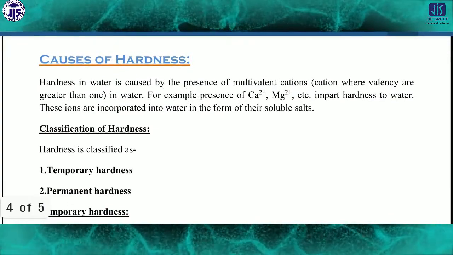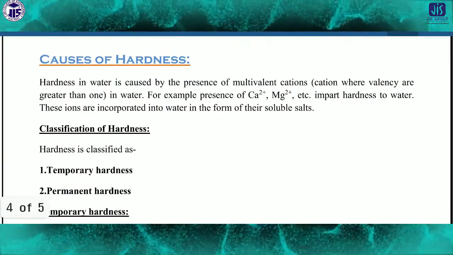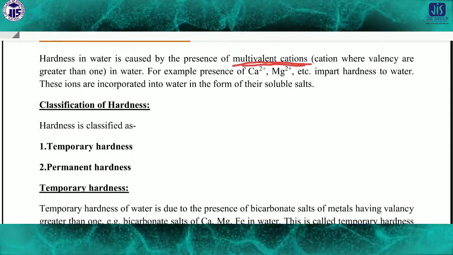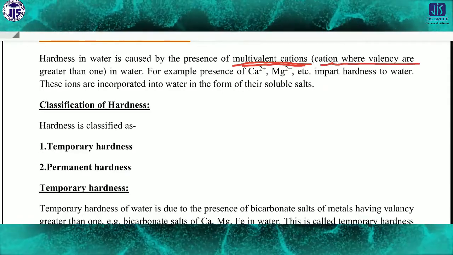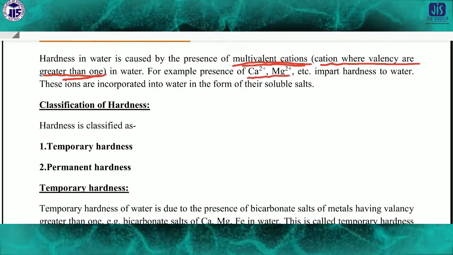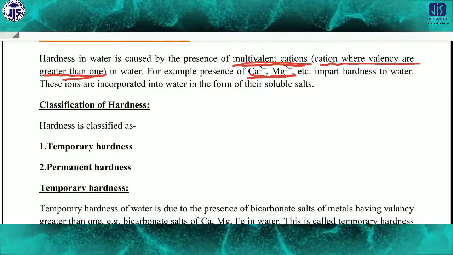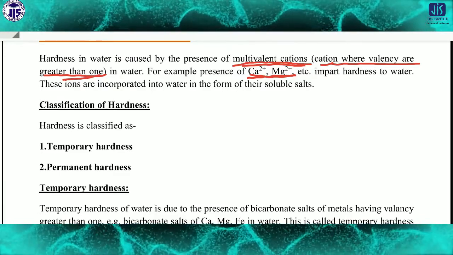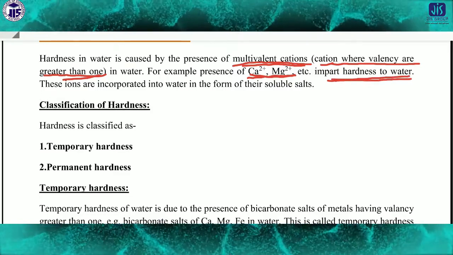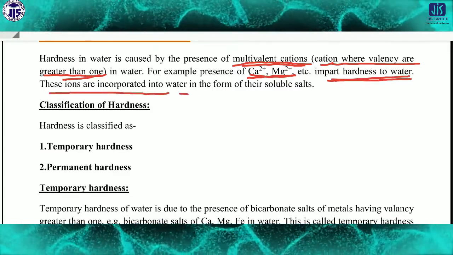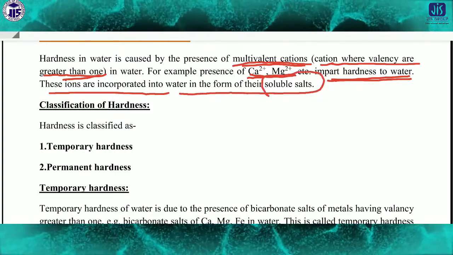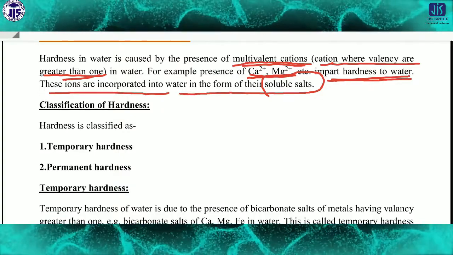Now the cause of hardness. Hardness in water is caused by the presence of multivalent cations. Multivalent cation means a cation whose valency is greater than 1. So normally, you know, this is calcium 2 plus and magnesium 2 plus. For example, the presence of calcium 2 plus and magnesium 2 plus imparts hardness to the water. These ions are incorporated into water in the form of their soluble salts. That means calcium and magnesium ions are present in the water in the form of soluble salts.